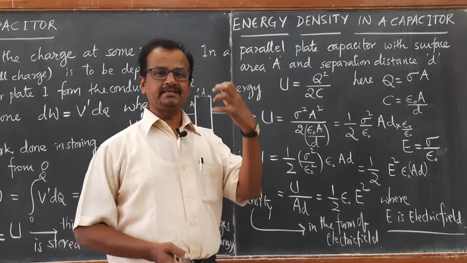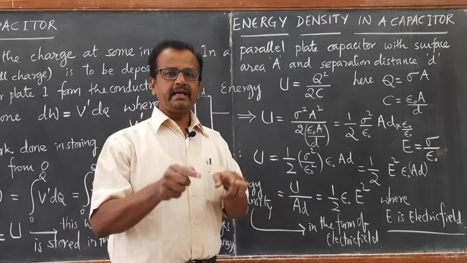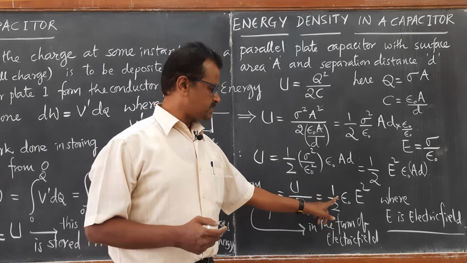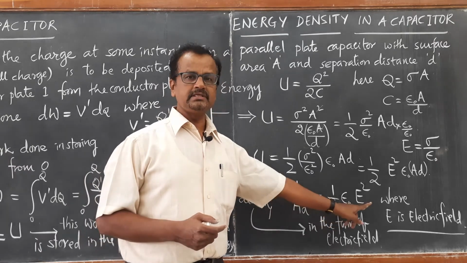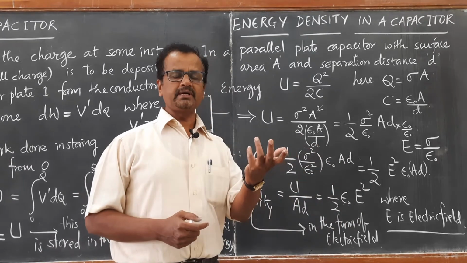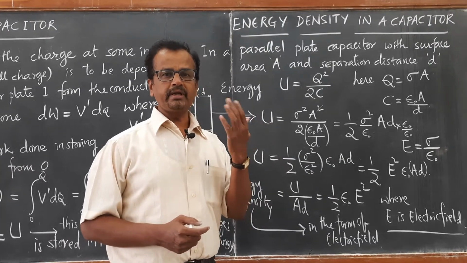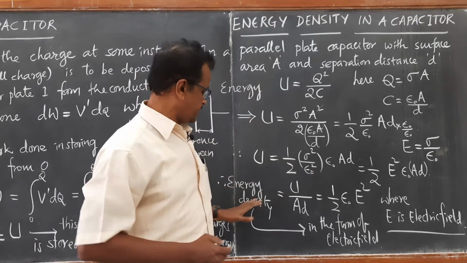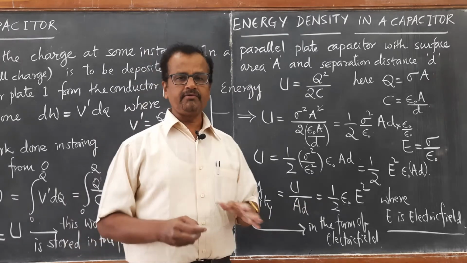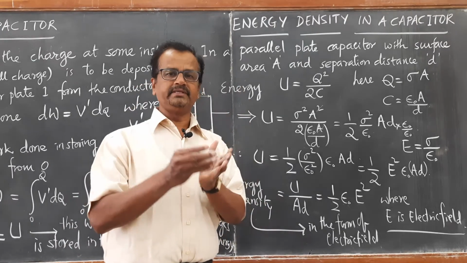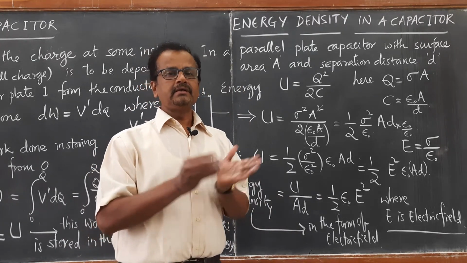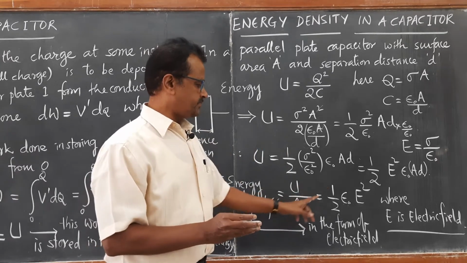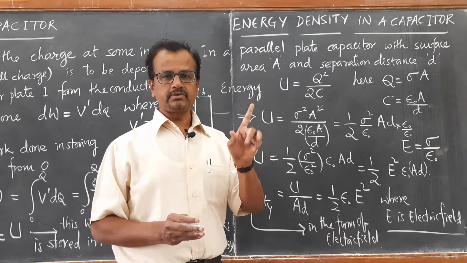If the capacitor is filled with any other dielectric medium of dielectric constant K, then it becomes half K epsilon naught E square. K into epsilon naught becomes epsilon, where epsilon is the permittivity of that dielectric medium. So in that case, the energy density of a parallel plate capacitor filled with the dielectric of dielectric constant K is given by half epsilon E square.